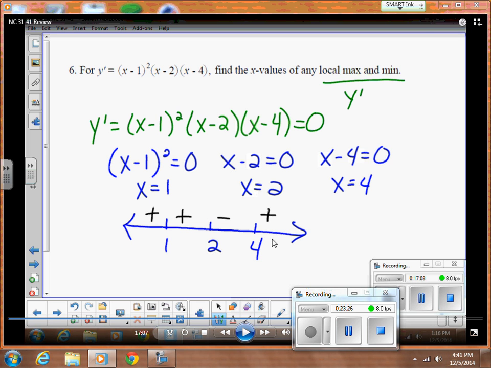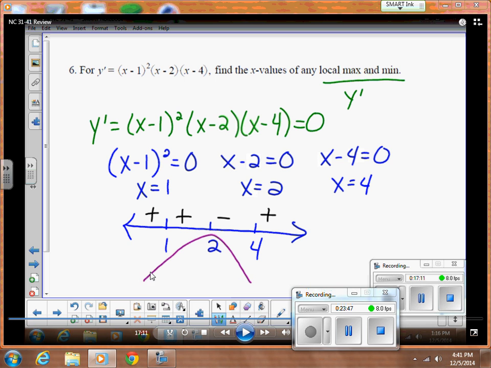A number greater than 4, like 5: 5 minus 2 is positive, 5 minus 4 is positive. Positive times positive times positive is positive. So we need to go back and plug into the first derivative to get these values. Now I'm looking for local max and min, so I have to look at where the change in direction is occurring. And the change in direction is occurring at 2.